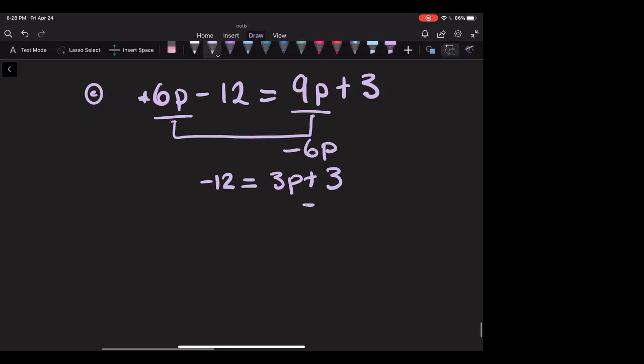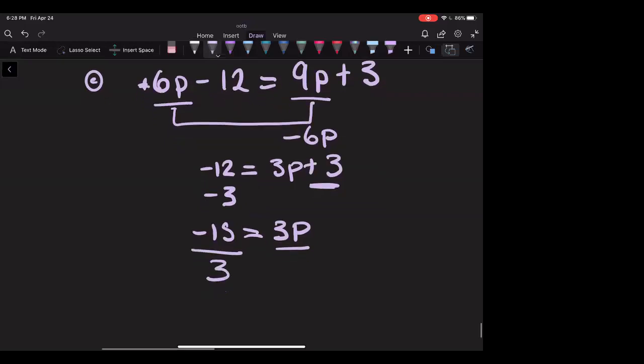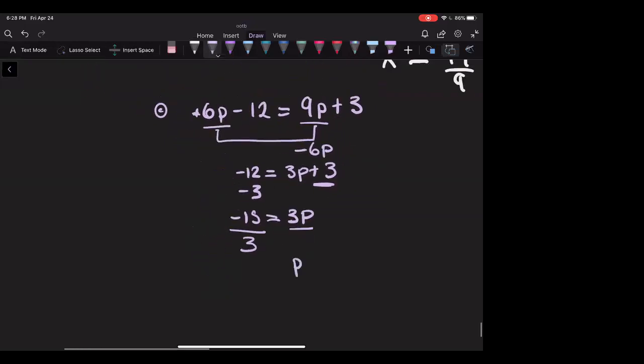So we subtract 3, because that's the opposite, because it's adding. We subtract 3, and that gives us -15 equals 3p. 3 is multiplying with p, so we divide by 3. p is then equal to -5. Does that make sense? Yeah.